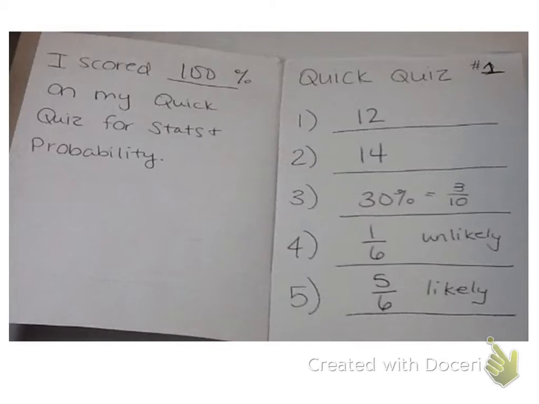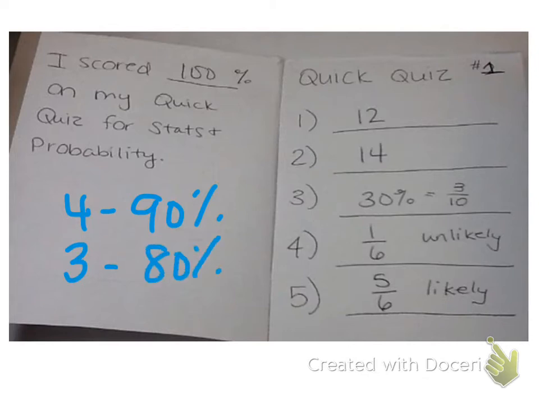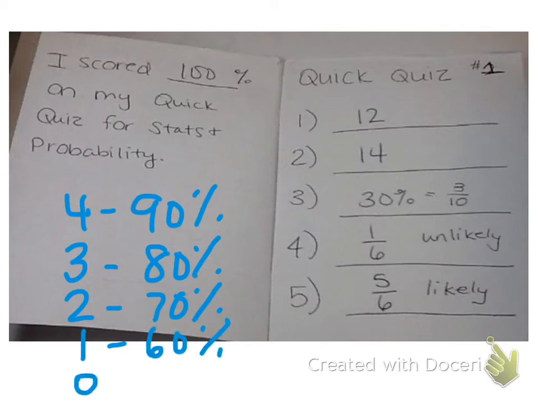If you got all of these correct, score yourself 100. If you got 4 correct, score yourself a 90%. If you got 3 correct, score yourself an 80%. 2 would be a 70. 1 would be a 60. And 0 would be a 50.